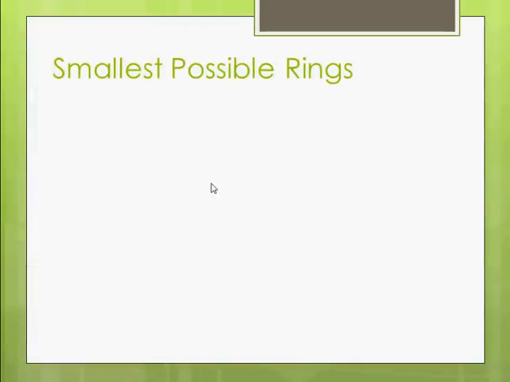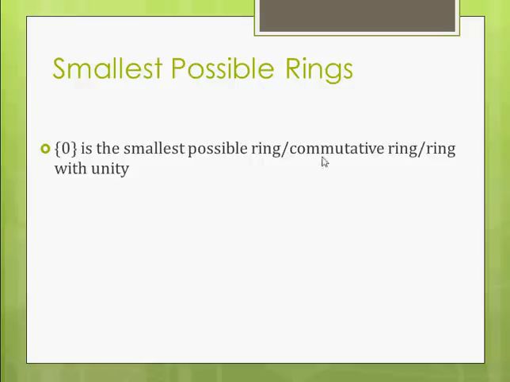Let's see what we've got next. Smallest possible rings. This is just a little trivia I was thinking about. The smallest possible ring is the zero ring. It has to have the additive identity, and that's all it needs. It's also a commutative ring, because 0 times 0 is 0 times 0. And it also has unity, though not a unity separate from the additive identity. It does have unity, because 0 times any element is that element, since 0 times 0 is still 0. So it's a commutative ring with unity.